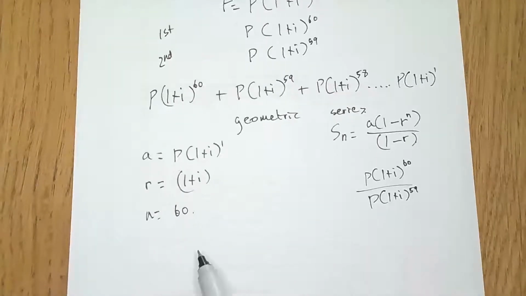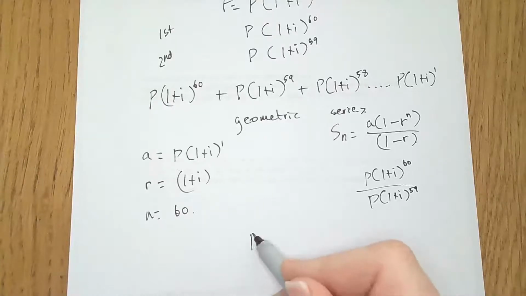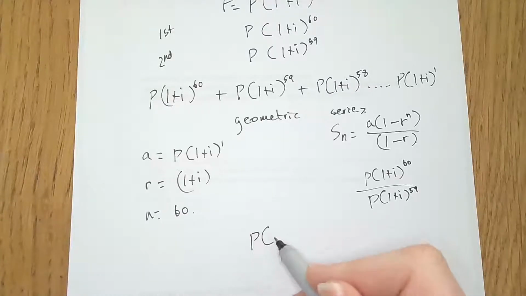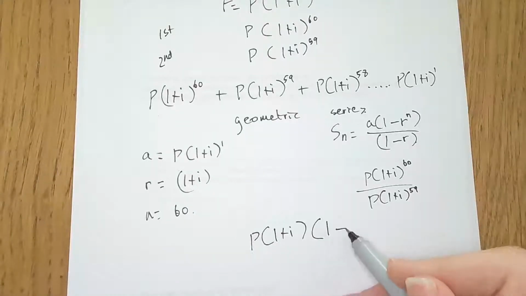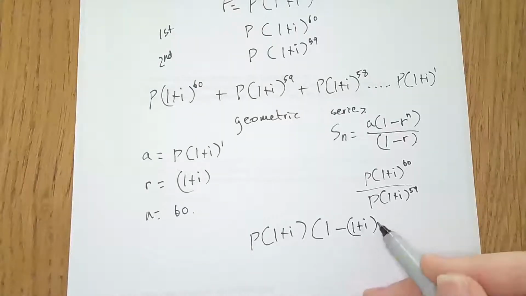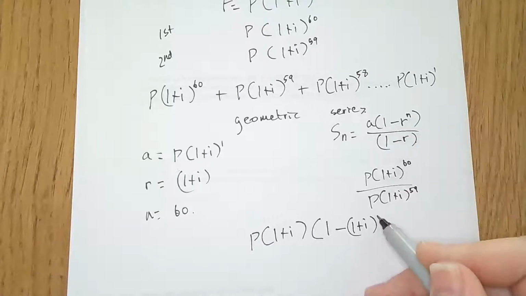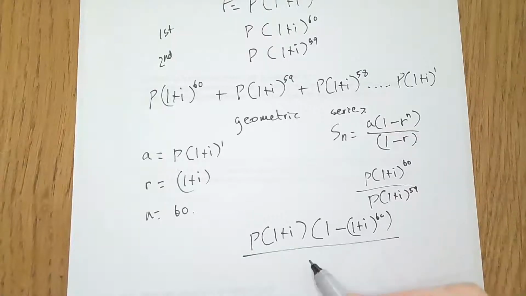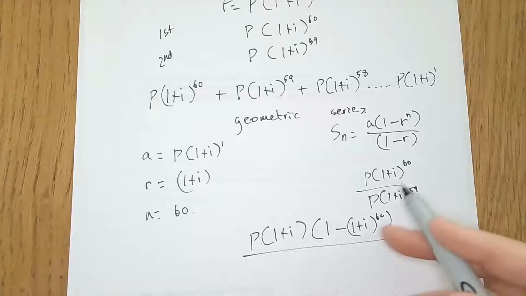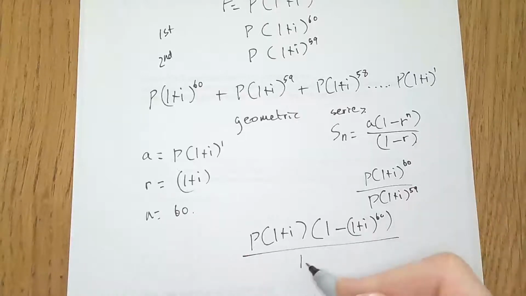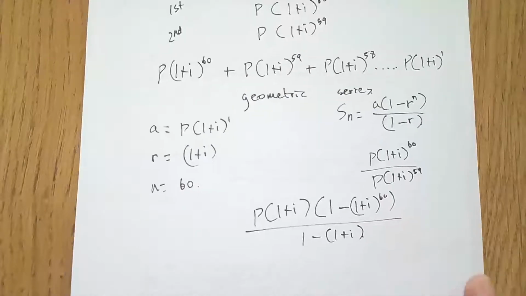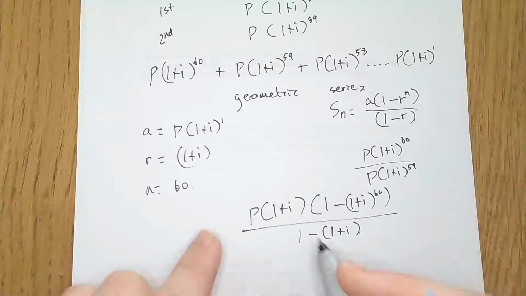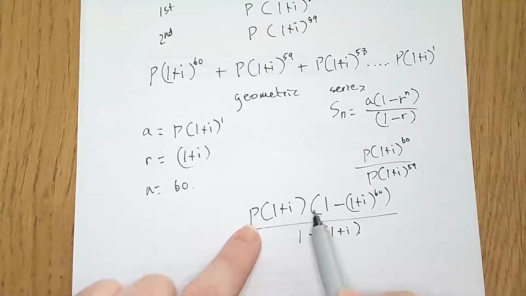So a, times 1 minus r to the power of n, where n is 60, all over 1 minus r. That's P bracket 1 plus i, times 1 minus (1 plus i) to the power of 60, all over 1 minus (1 plus i). Okay, it looks very scary, but let's see what we can do with it.